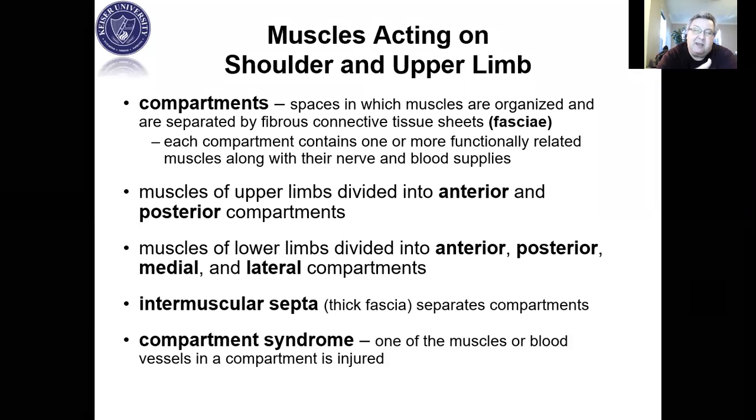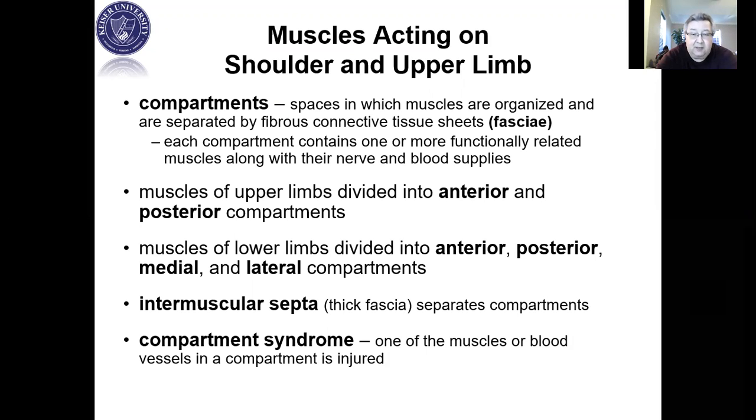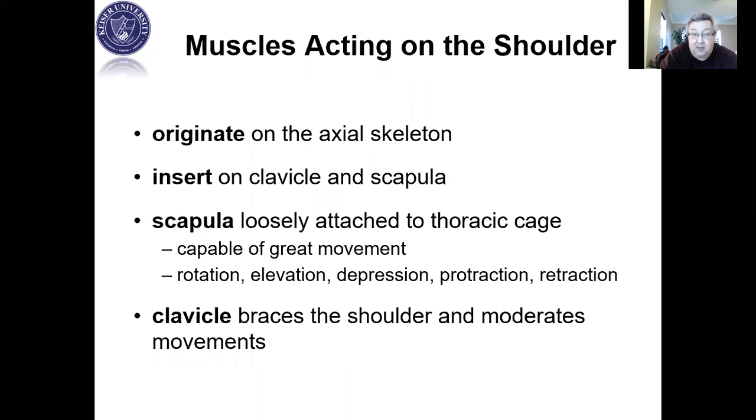So again, a lot of these muscles are within the same area. They have a lot of the same nerve and blood supplies. And again, there's this fascia that separates the compartments. And sometimes we have disease processes known as compartment syndromes, where one or all of the muscles or other structures like nerves and blood vessels could be injured within specific compartments. So we have these compartments on both the upper and the lower limbs.